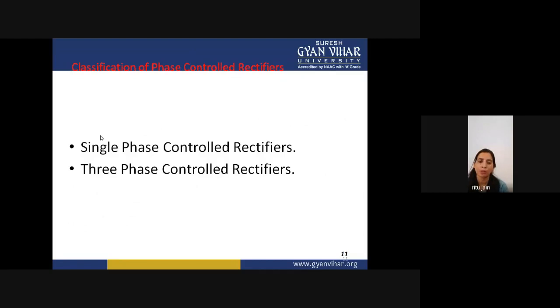Further, it can be classified into more different kinds of control rectifiers, such as half wave control rectifier and full wave control rectifier. So we can combine half wave with single phase, giving a single phase half wave control rectifier and a three phase half wave control rectifier, or a single phase full wave control rectifier and a three phase full wave control rectifier. Like this, we can divide these devices into these classifications. Now we will discuss the single phase controlled rectifier.